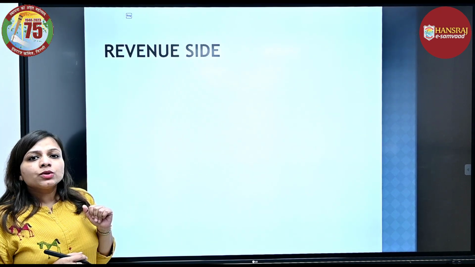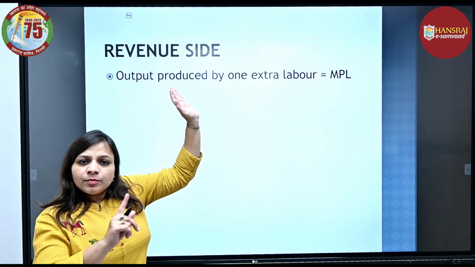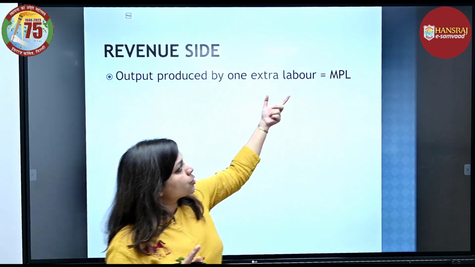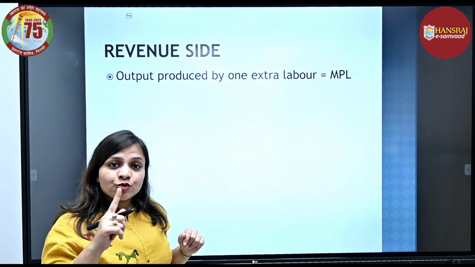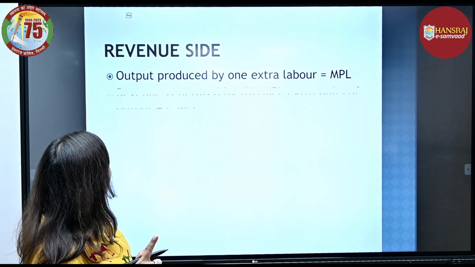So let's start with the revenue side. Now in the revenue side, the firm hired one labor. How much output did that labor generate? MPL. So it's like the output produced by one extra labor that the firm has hired is MPL.